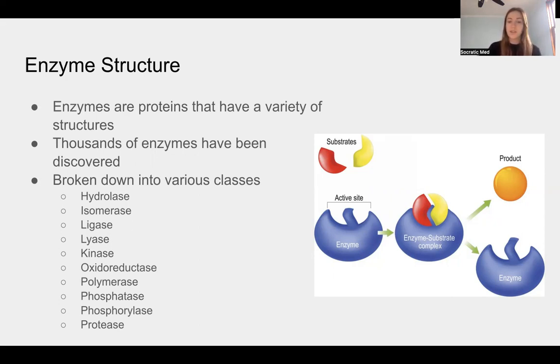But the classes of enzymes can be broken down into hydrolase, isomerase, ligase, lyase, kinase, oxidoreductase, polymerase, phosphatase, phosphorylase, and protease. As you can see, the common ending here is ase. That's pretty indicative that what you're dealing with is an enzyme if it has that ending.